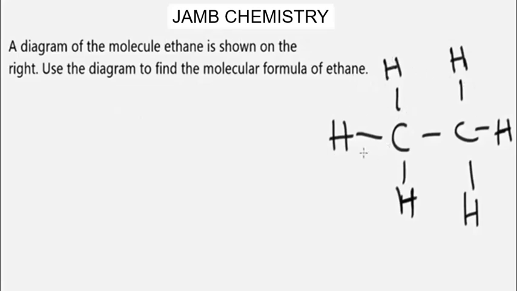Now to do this is very simple, guys. In this diagram, there are 2 carbon atoms and 6 hydrogen atoms. So this shows us that the formula for ethane will be C2H6. Don't worry, there will be more of these when we get to organic chemistry. But for now, this is the basic information you have to know. Hope you learned something interesting from this video. Let's call it a class.